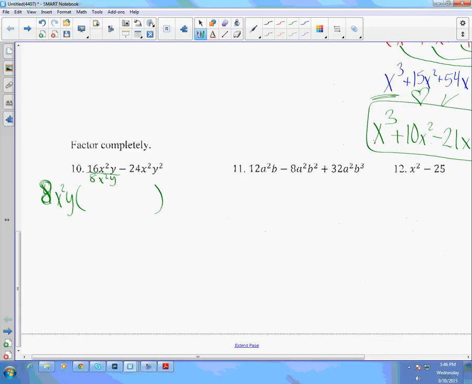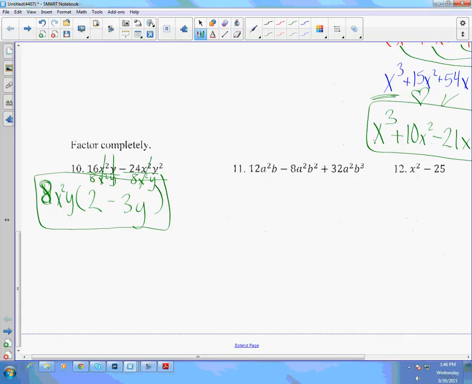X squared divided by x squared, does that just cancel out? It's not 0, it's 1. Y divided by y cancels out to 1. So 1 times 1 times, what's this divided by 8? 2. Okay? Now the next one, we divide away our greatest common factor. What's remaining? Negative 3y. Good, because x squared cancels out. So that is our factor completely.